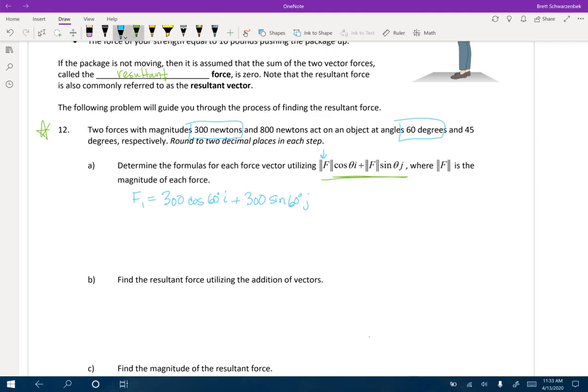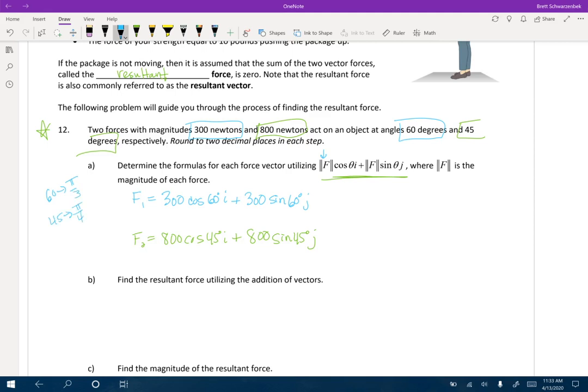Okay, let's actually do the other formula first. In green, we have the 800 newton one at 45 degrees. So F2 is going to be 800 cosine of 45 degrees times i plus 800 times the sine of 45 degrees times j. Okay, so now it's just trig. So remember, 60 degrees is pi over 3, and 45 degrees is pi over 4.